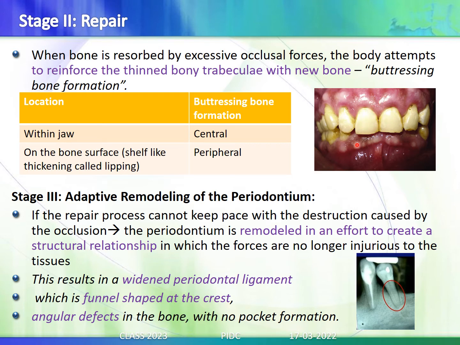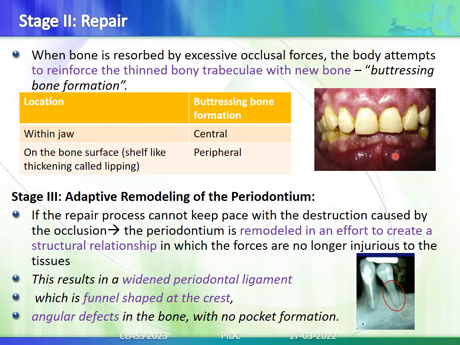a case where a deep bite is present. The incisors in the lower arch are not totally seen because of the deep bite, so they are bearing the total brunt of the force from the maxillary side. Because of this, the bone underneath has become thinned out, and as an attempt to repair, it has started to form new bone above the thin bony trabeculae, which you can see outside. Can you see these white lines? This is called buttressing bone formation.